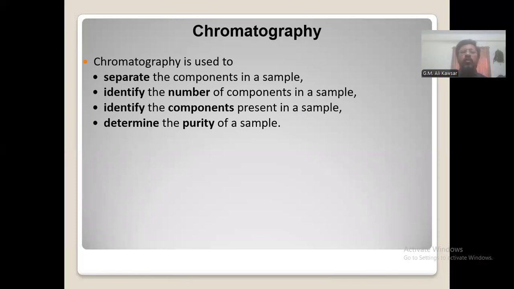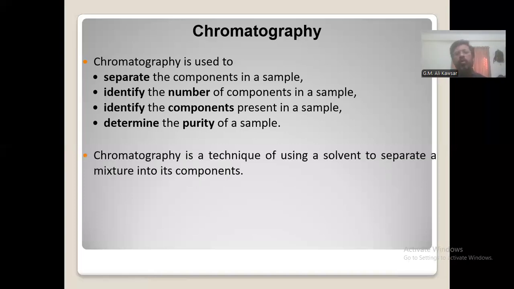This process is used for many cases. Suppose the sportsmen who are participating in sports, whether they have taken any illegal drugs or not, that can be understood by the chromatography process, by testing their urine. By testing our blood, we can also understand which components are available in our blood and all. So let me try to explain the process.